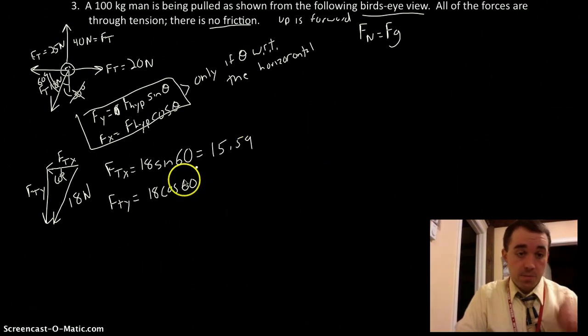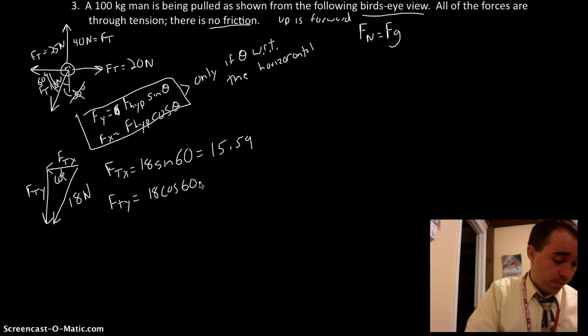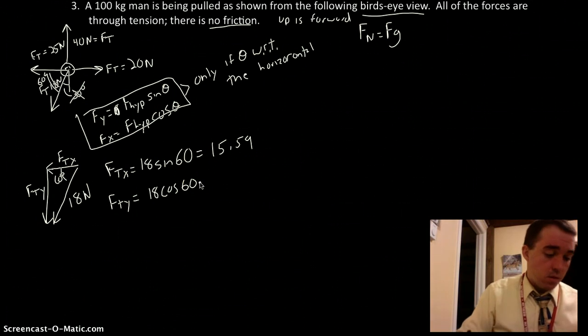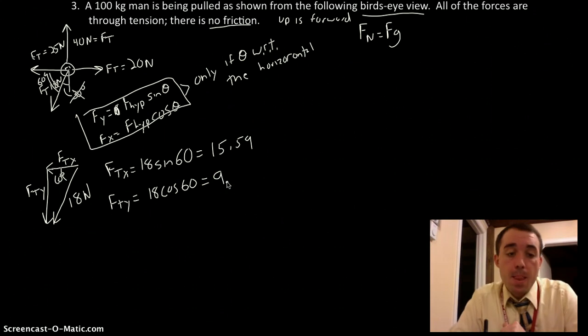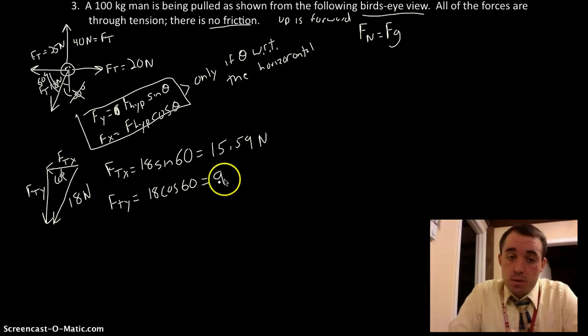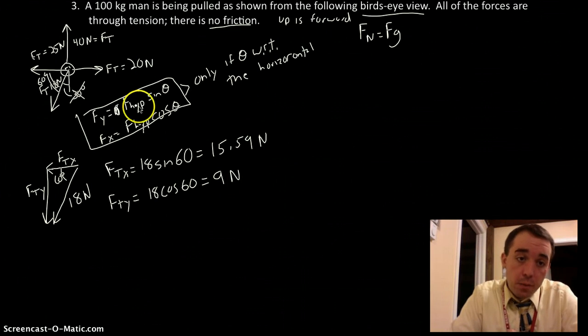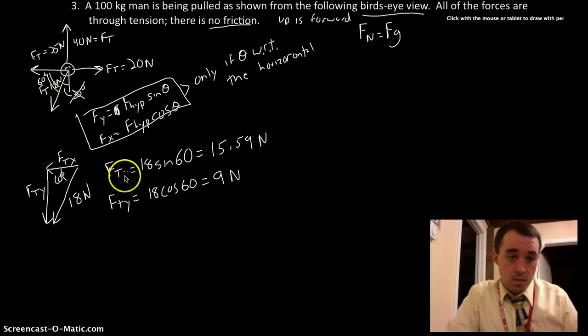And 18 cosine 60 equals 9. So we're good there. I messed those up. Fy deals with sine. Apologize. Flip that around. And that's okay.